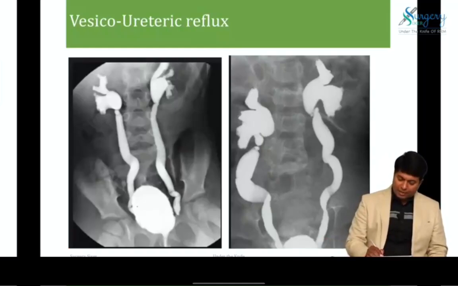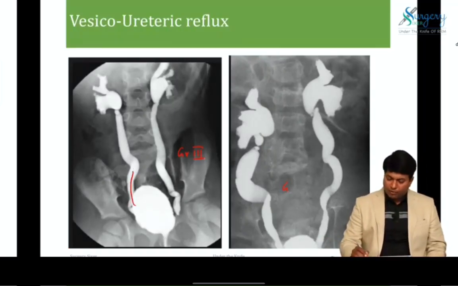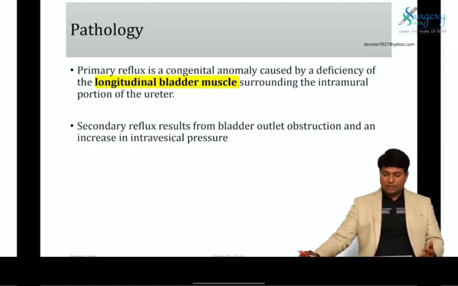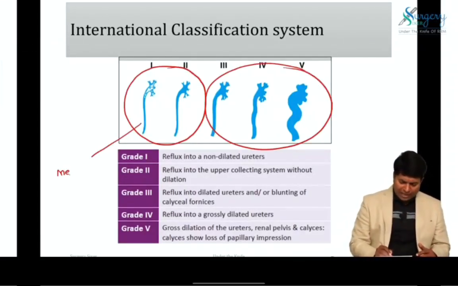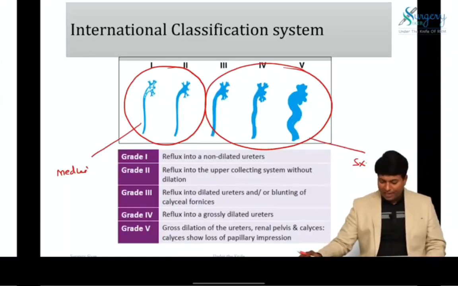This is VUR. You can see vesicoureteric reflux grade 3 in the first picture and grade 4 in the second picture. Severe VUR is due to longitudinal muscle deficiency. Grades 1 and 2 are normal ureters; grades 3, 4, 5 are dilated ureters. For 1 and 2 you can do medical treatment. For 3, 4, 5 we need surgical treatment.